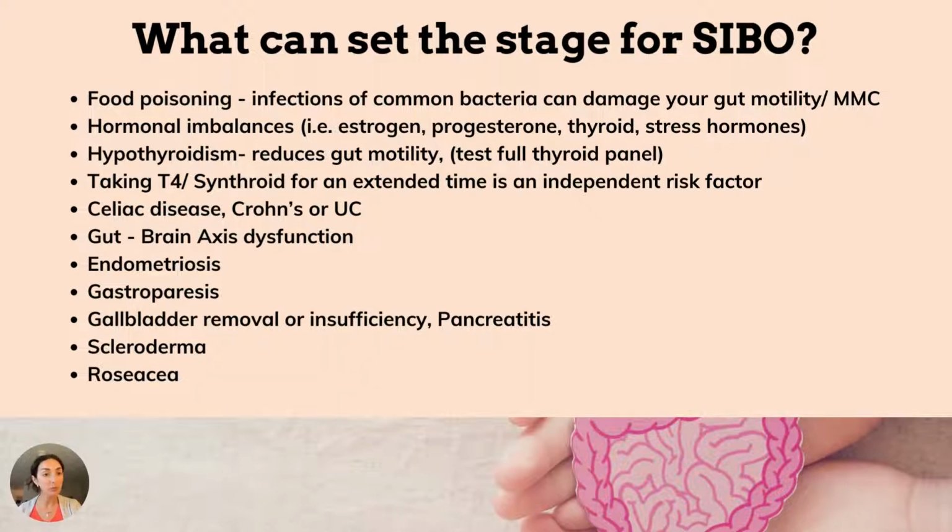Endometriosis, I see as a big trigger of SIBO. Gallbladder removal. Up to 50% of people with their gallbladder removed end up getting SIBO, scleroderma, and rosacea. So as you can see, there's a lot of different things that can contribute.